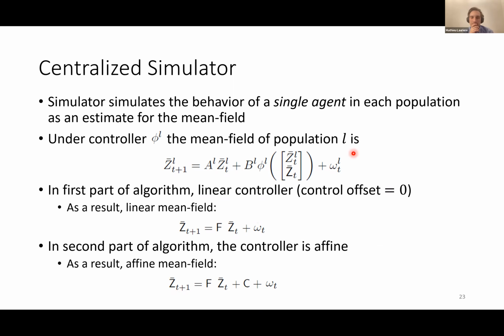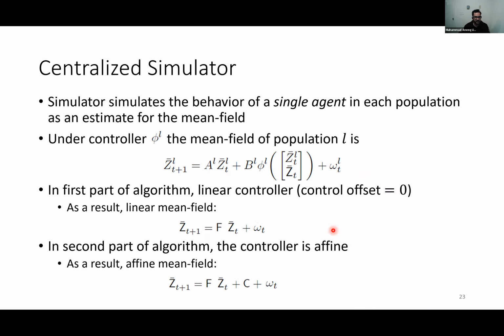Now just a little bit about the centralized simulator. The centralized simulator simulates the behavior of a single agent in each population, and the behavior of a single agent can estimate the mean field. So it's a noisy estimate of the mean field. In essence, we should simulate infinitely many agents, but we assume that we don't have access to this infinite agent simulator. So we have access to the single agent simulator, and using this we can estimate the mean field dynamics. And under a controller phi L, the mean field of population L will have these dynamics, which is kind of linear in nature.